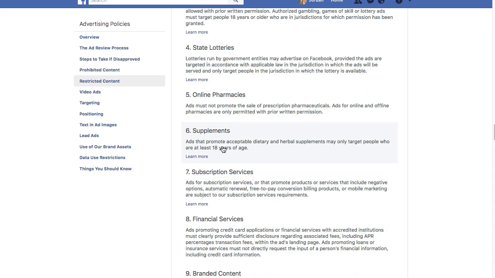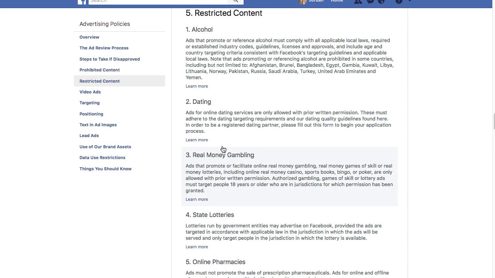Now, restricted content. This is content that is allowed, but it is highly regulated and highly scrutinized, so you just have to be careful here, which is why it's so important to really read into all of these different policies, so that you're aware and up to date, you know where the line is, and you don't cross it. So alcohol, you have to be very careful with that. Dating, again, you have to be incredibly careful with dating services.